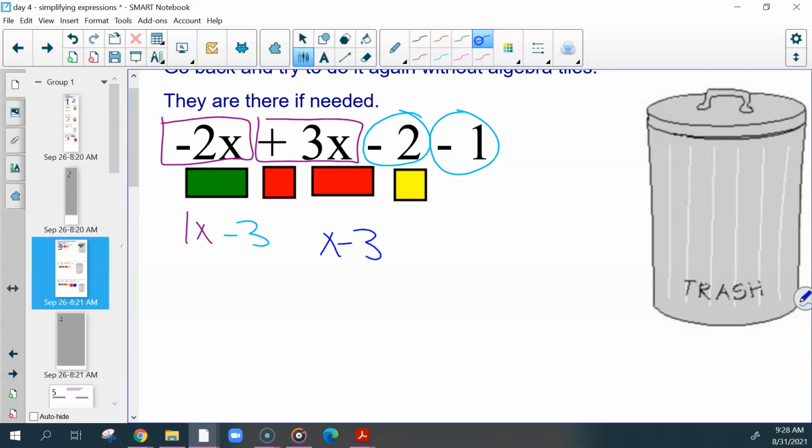Any questions on that? So the answer would be x minus 3. I would prefer you write it like this. Know that there's an invisible 1 in front of the x, but don't write it. Now, if you wrote it like that on a test, for this upcoming test, it would be wrong. But moving forward, try to avoid doing that.